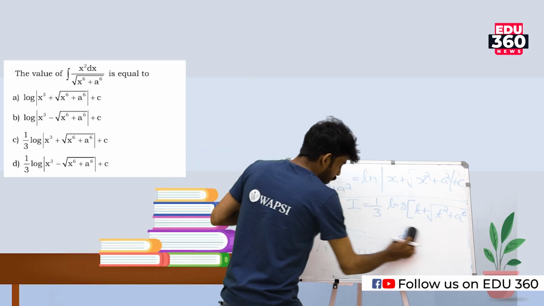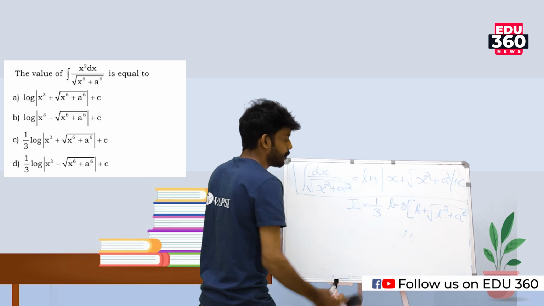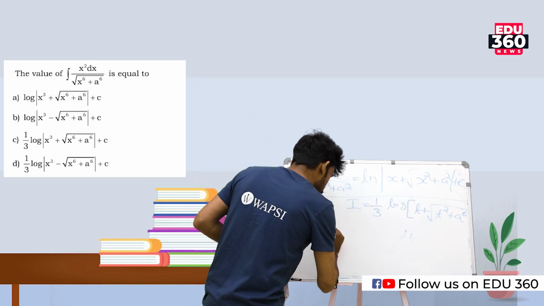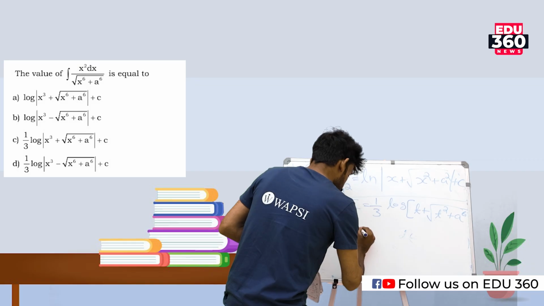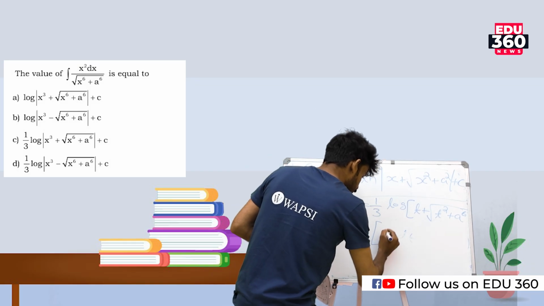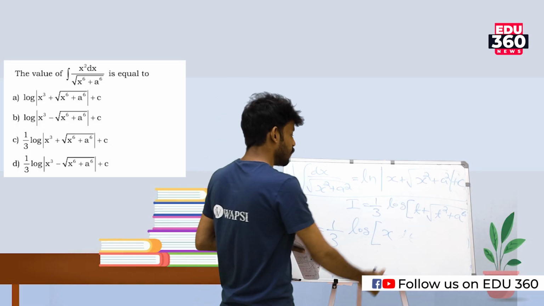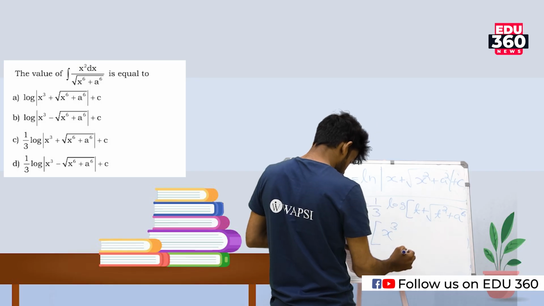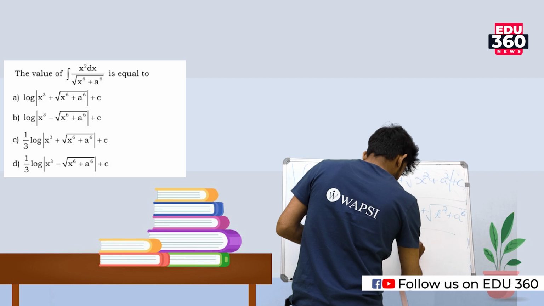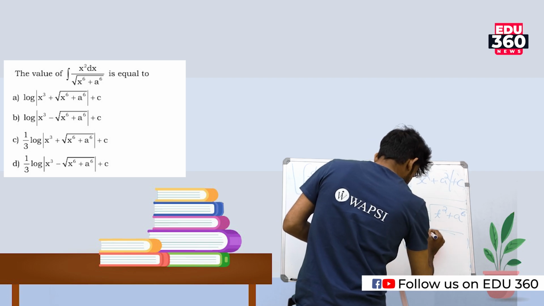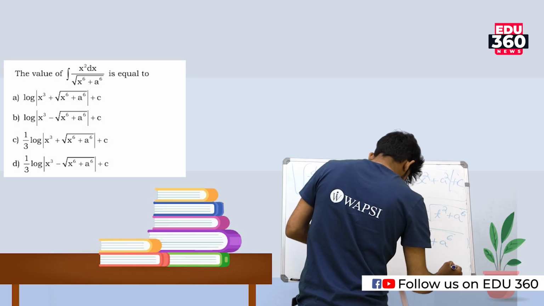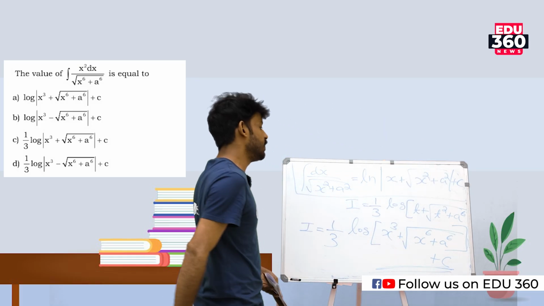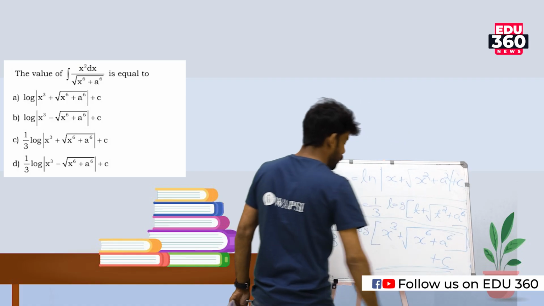So in the next step, just substitute the value of t. So I is equal to 1 by 3 log of x cube, since we already substituted x cube is equal to t, plus root of x raised to 6 plus a raised to 6, plus c. Okay, so this is the final answer for this question, my dears.